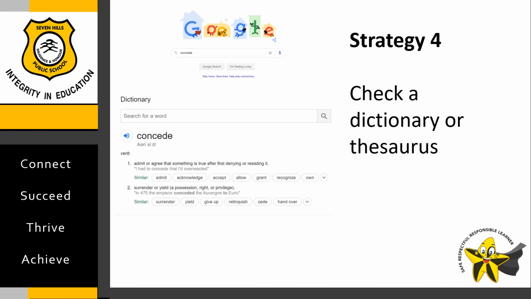The other option on a digital platform is to go into Google and do a Google search of the word. And the beautiful thing about Google is that it has a little dictionary function. So if you type in the word and do a Google search, it will come up with the dictionary meaning for concede. And you can see next to number 1, it says admit or agree that something is true after first denying or resisting it. And I think that's what Mum and Dad are doing in this story.